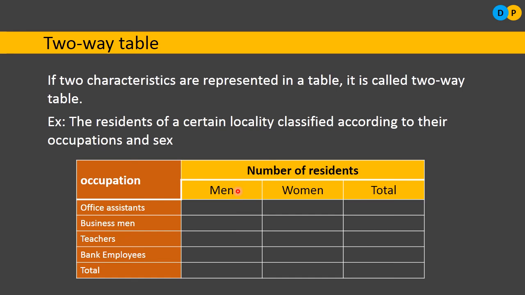Here either stub, what do you mean by stub? Stubs are nothing but row headings. Stubs or captions, or both, are divided into two characteristics. Please notice here, occupation we have considered in the rows, and sex we have considered in columns. Here sex, that is men and women, again is classified into two more columns. So this is a two-way table.